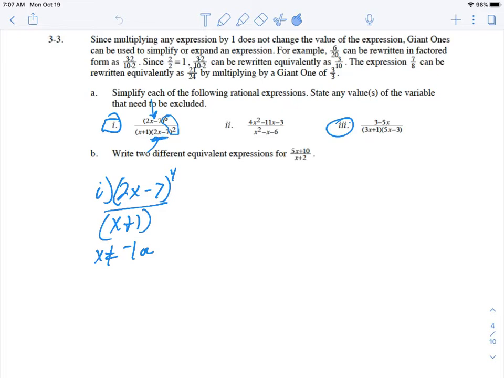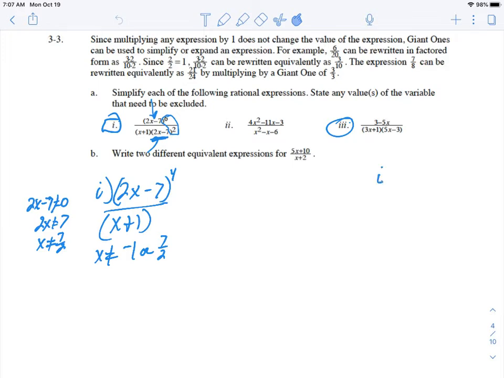take that 2x minus 7, set that equal to 0, add 7 to both sides, divide by 2. Oops, 2x minus 7 cannot equal 0, and so x cannot equal 7/2.